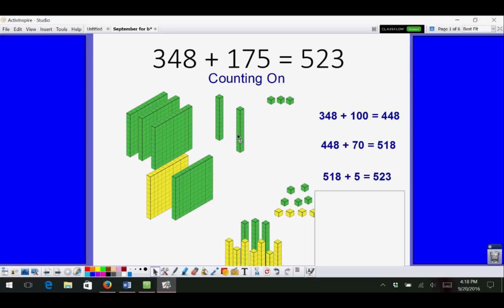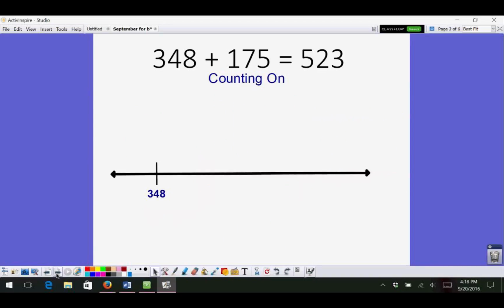This is the beginning of what happens in the standard algorithm, and so we want kids in grade 2 and grade 3 to really think about what does this look like and how does it behave. Then we can ask them to get a little more abstract and think about the same model on the number line.